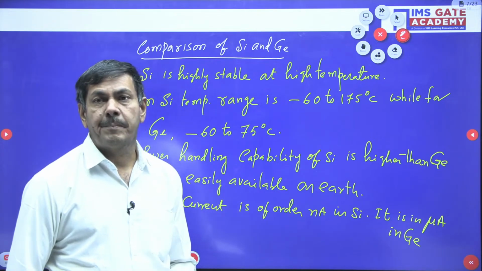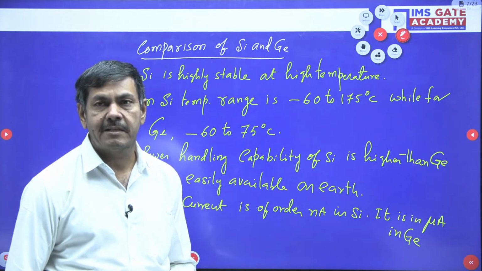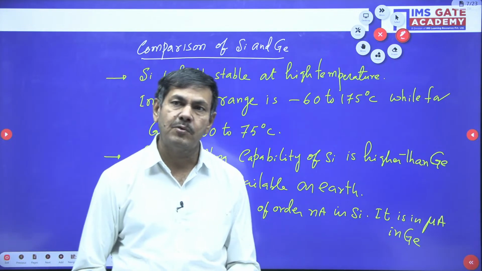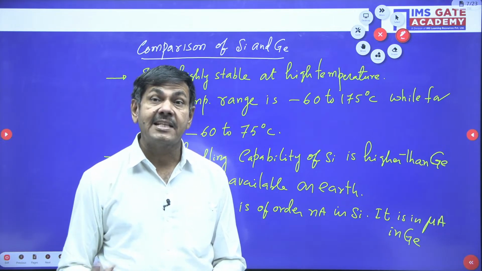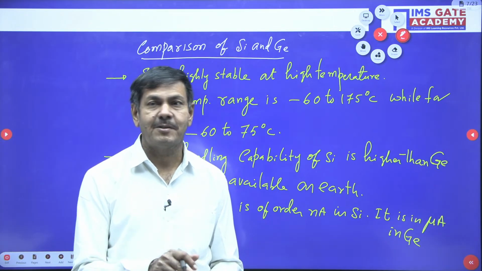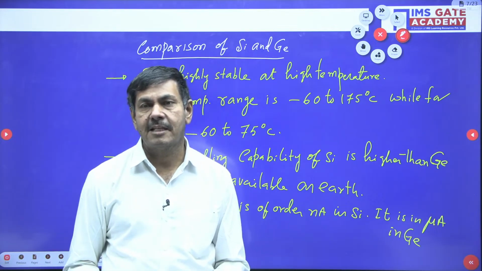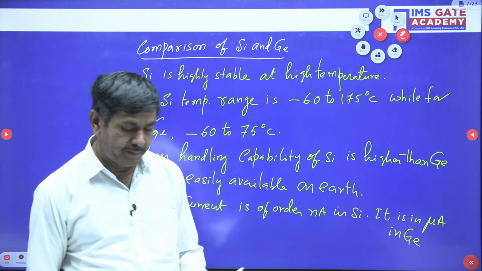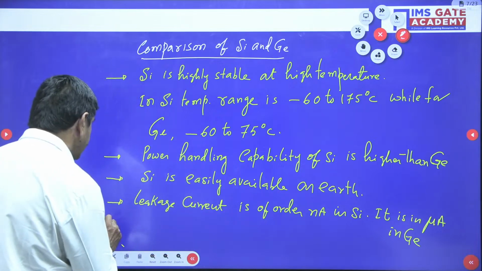At room temperature, where can you find more conductivity? Is conductivity more in germanium or in silicon? The conductivity of silicon is less. But in germanium, you can find more conductivity at room temperature. In this point of view, germanium is good.